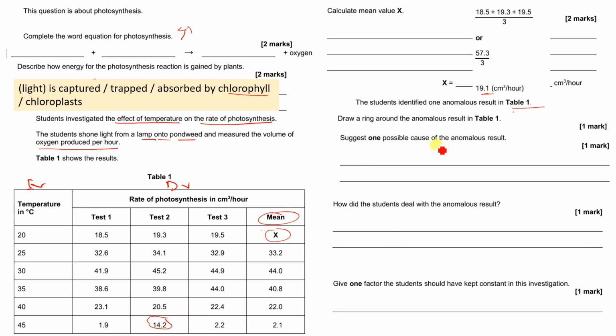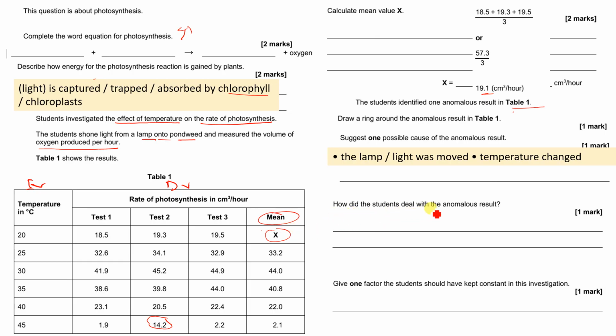Now, suggest one possible cause of this anomalous result. Possibly the temperature was lower than 45, or there were more pondweeds inside, whichever. Or the lamp or the light was moved and the temperature was changed, so that can result in it.